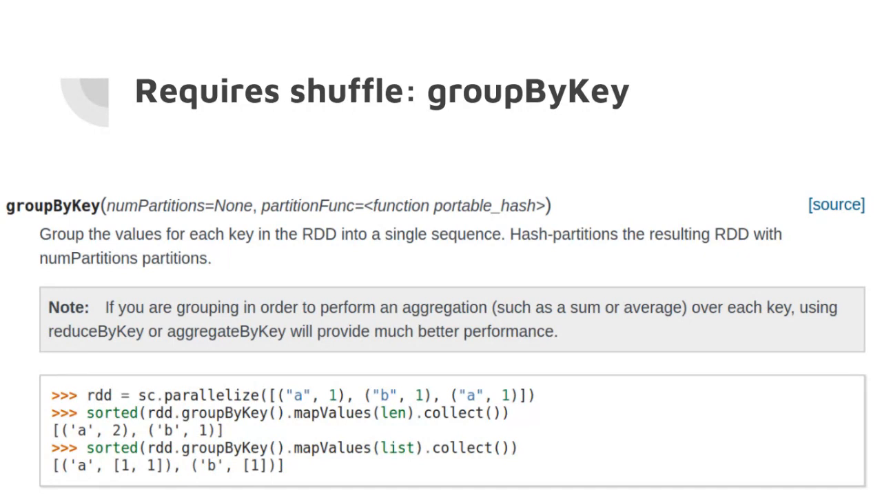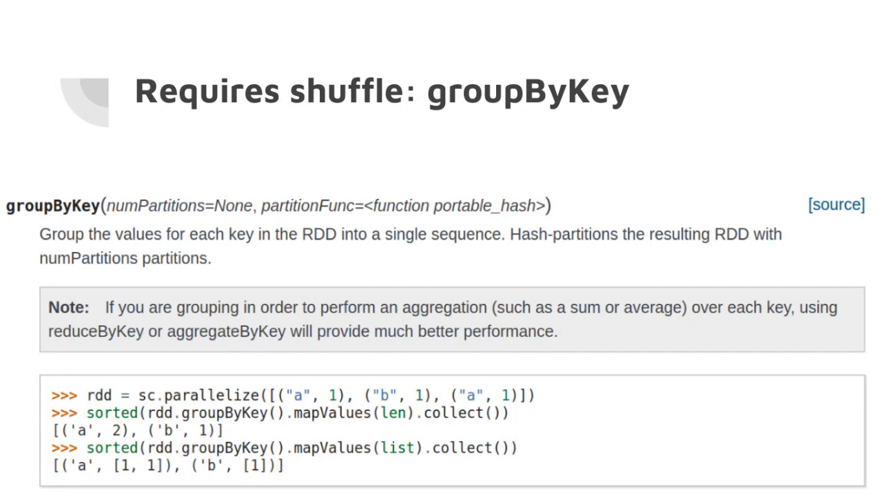In this case, A will be associated with the list containing 1 and 1, and then we map the values and compute the lengths. The map function in this case, or the reduce function if you want, just computes the length of these values, and then you collect that, and you get the total number of values for each key.